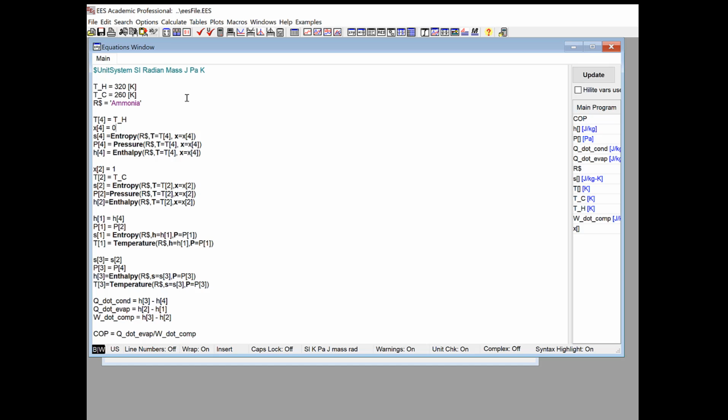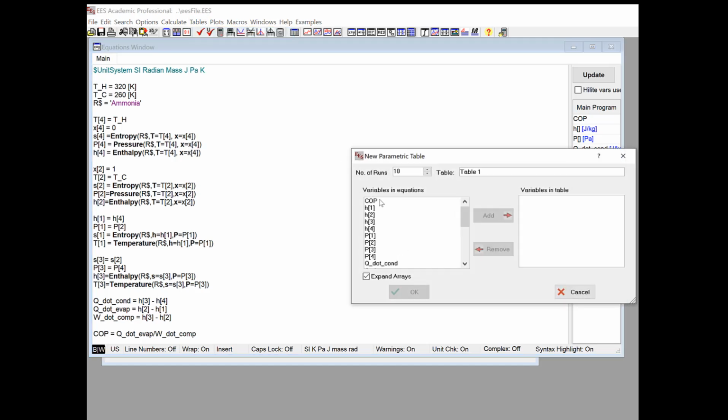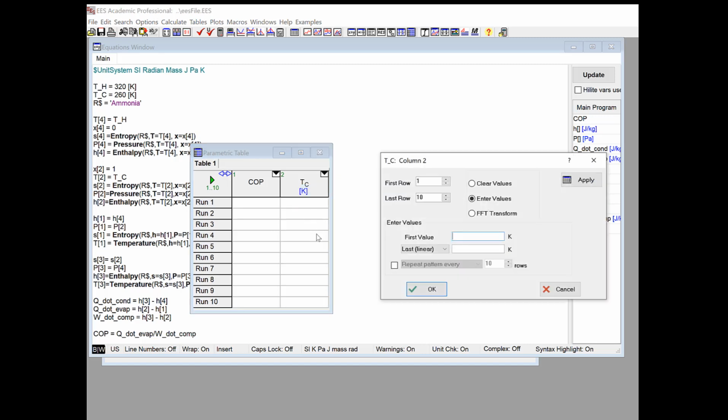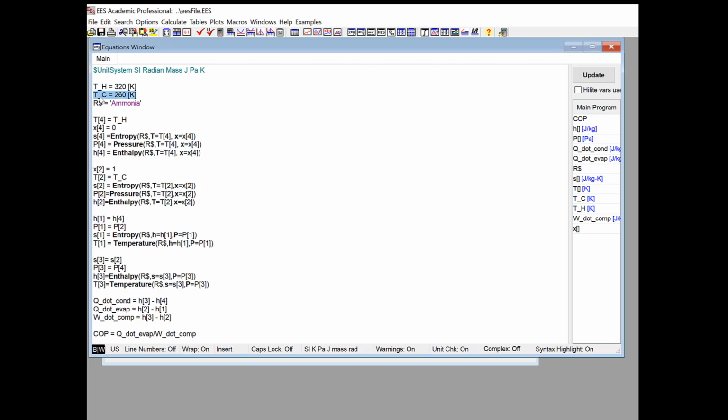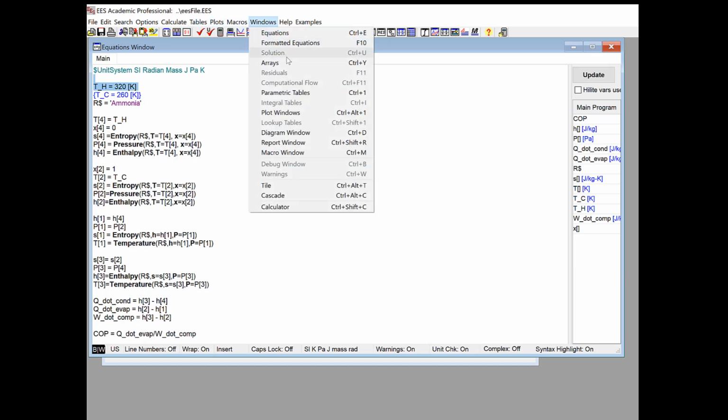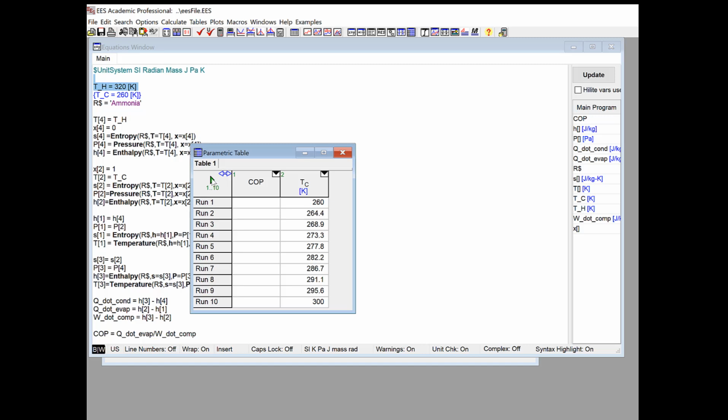And the last thing that's kind of interesting is to make a parametric study. So maybe I want to know, how is the COP varying with TC? So I would make a table, and in the table have COP, and then also have TC, and hit OK. And let's vary TC from, I don't know, 260 to 300. And hit OK. And of course I have to comment this out here, or put a $if parametric, and then I'll go back to my parametric table and run it, which is this green button.